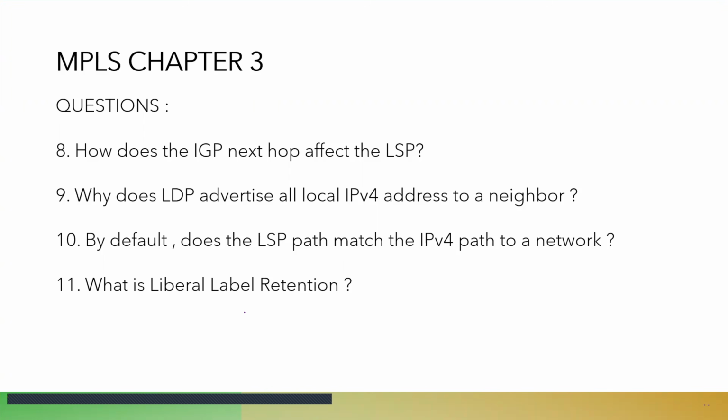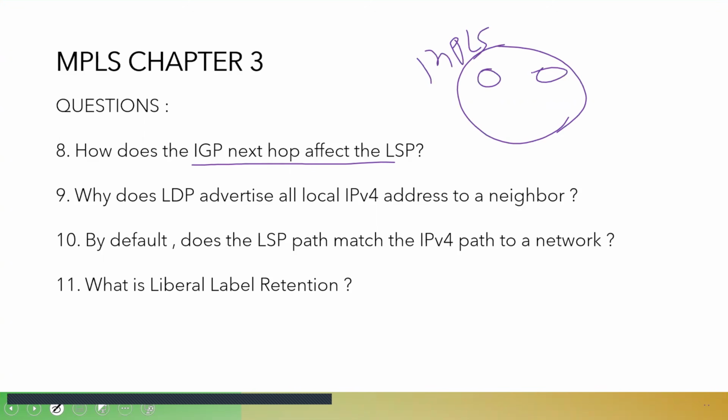We have some questions to answer. So for example, how does the IGP next hop affect the LSP? We have the label switch path and how it is going to be affected. So one point we know at this point of time is that in my domain, where I'm running my MPLS, once I have my up and running loop-free unicast network, on top of that, we can go and enable MPLS IP.